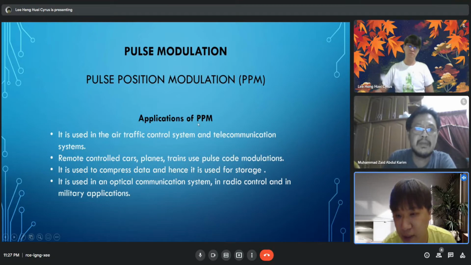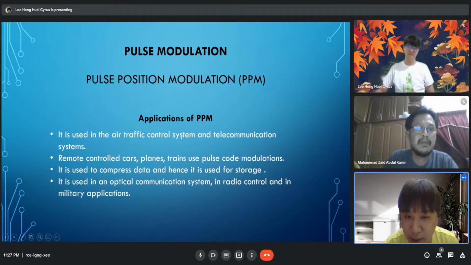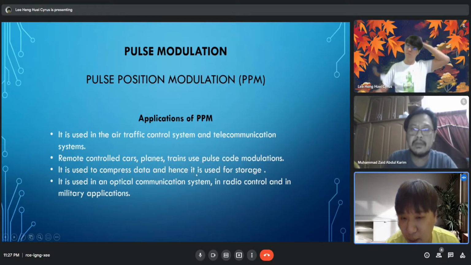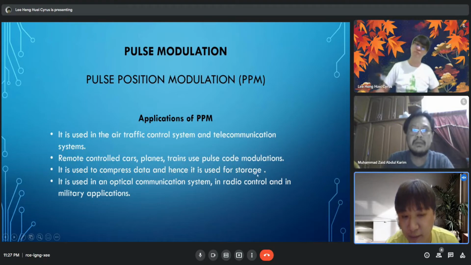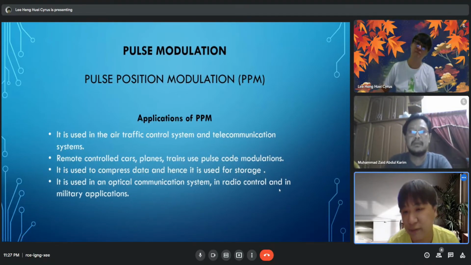For the applications, it is used in air traffic control systems and telecommunication systems, and also remote control cars, planes, and trains. It uses pulse code modulation to compress data and for storage use, and in optical communication systems, radio control, and military applications. Next.